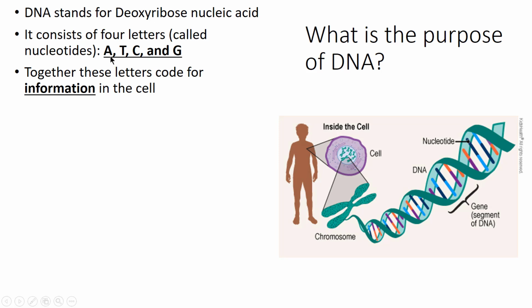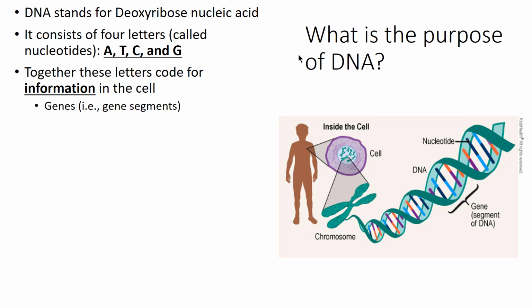Now, we use our own letters, A, T, C, and G, but what these actually are are chemicals: adenine, thymine, cytosine, and guanine, as we'll learn later. So it's a chemical alphabet that is used as a way to store and transmit information in the cell. So that's essentially the nature of DNA.